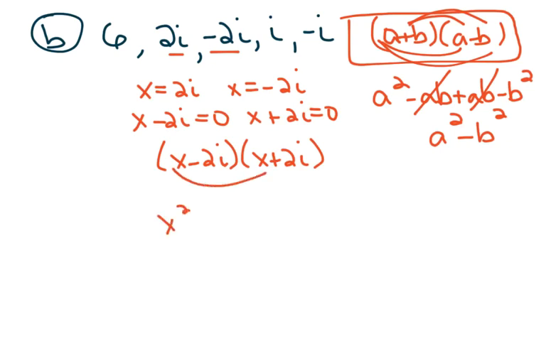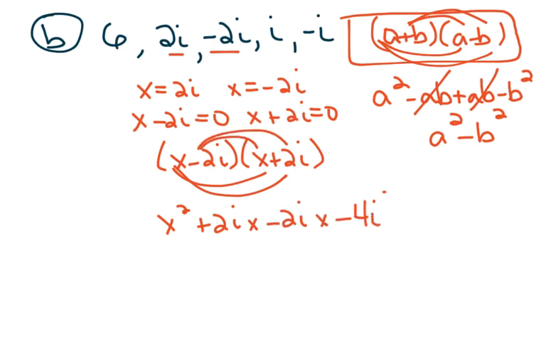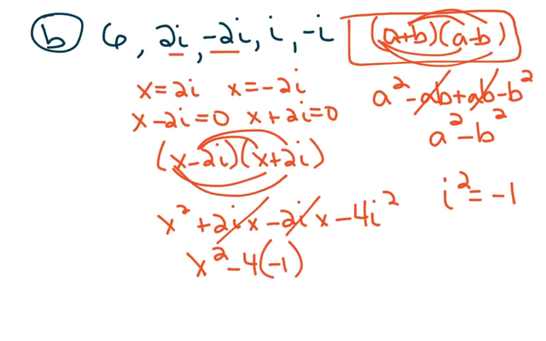It's x squared plus 2ix minus 2ix minus 4i squared. These cancel. In Algebra 2, we learned that i squared, by definition, is a real number. It's -1. So I'm going to replace the i squared with -1. And x squared minus 4 times -1 is going to be x squared plus 4. So that's part of my answer when I deal with 2i and -2i.